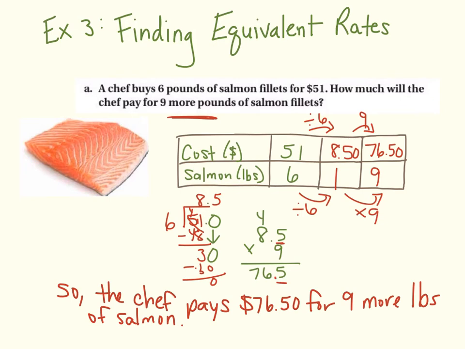So the chef pays $76.50 for 9 more pounds of salmon, according to our equivalent rates table.